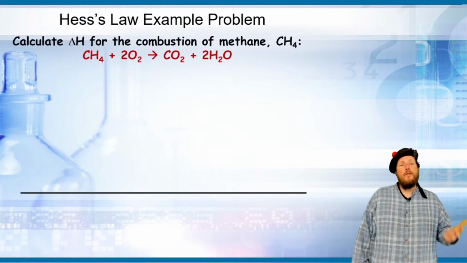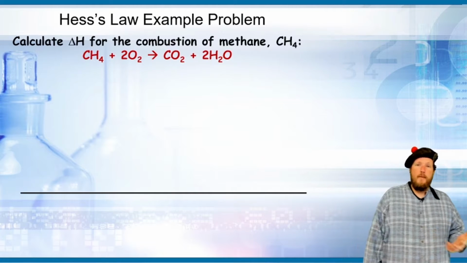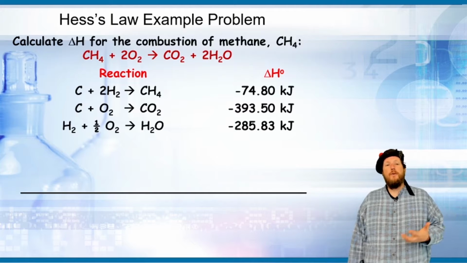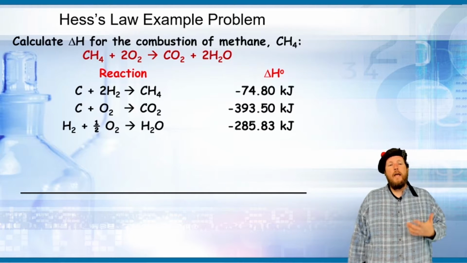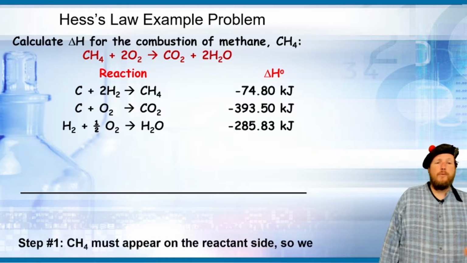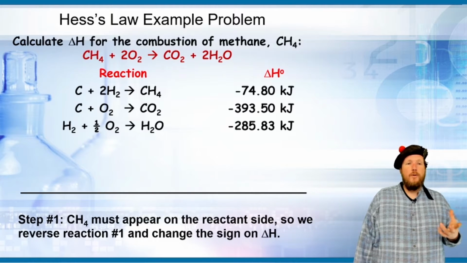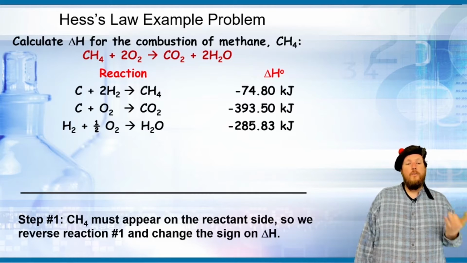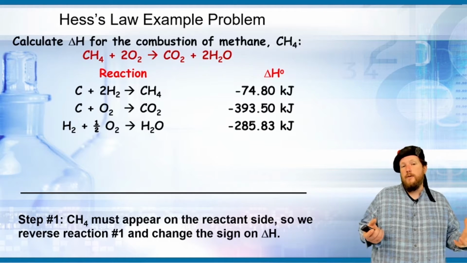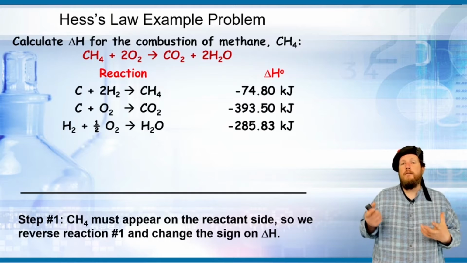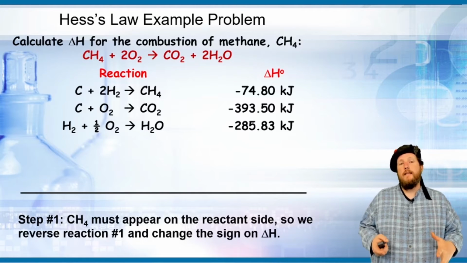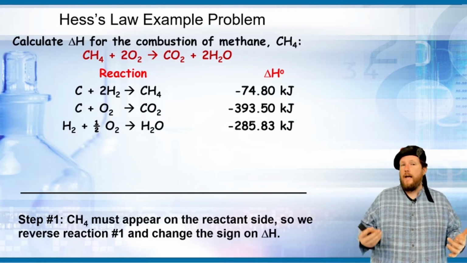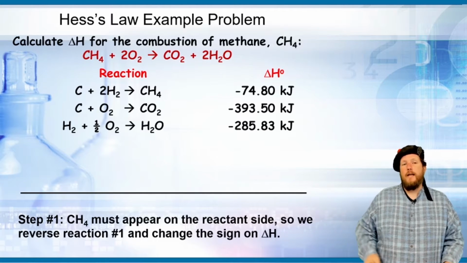So, for example, you can calculate delta H for the combustion of methane, CH4, and what you do is you look up the heats of formation for each of these compounds, and you take those reactions and you have to make sure that CH4 appears on the reactant side. So we're going to reverse reaction number one. So you'll be given a series of reactions. What you have to do is take these reactions and manipulate them until you get something you can add up and it equals the equation they're asking you about.